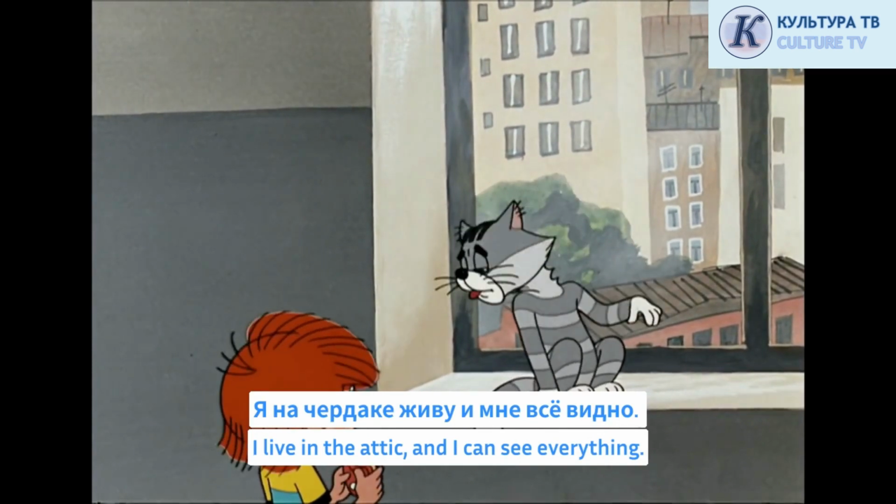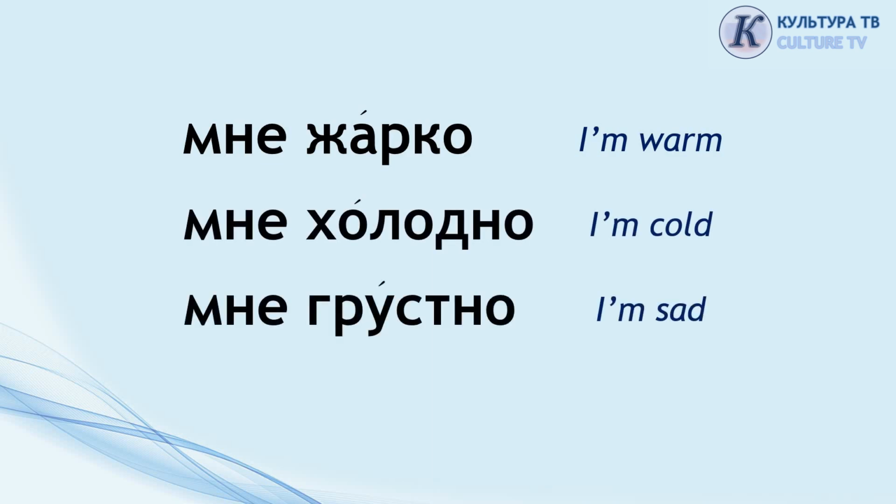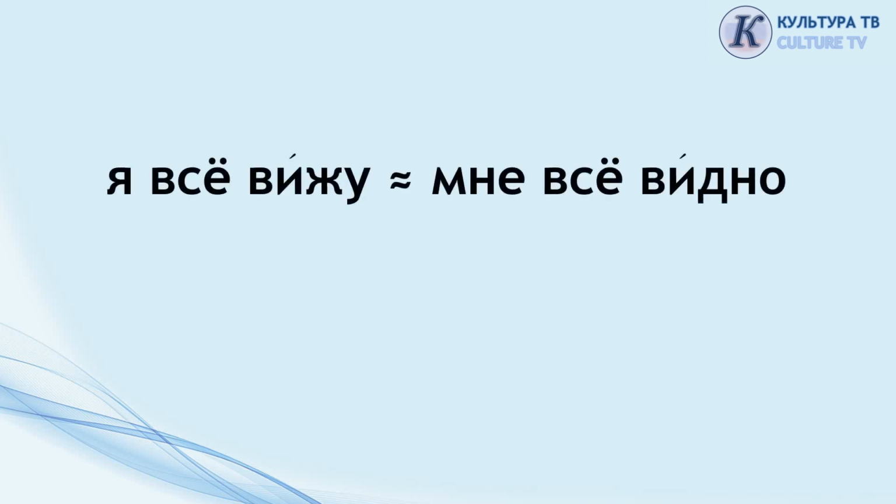So here I'd like to quickly discuss the use of the dative case. You may be aware that it is used when expressing certain emotions or states of being. For example, мне жарко, I'm warm. Мне холодно, I'm cold. Мне грустно, I'm sad. But as you can see here, this can be extended to more general ideas, like visibility. Now there is almost no difference between я все вижу and мне все видно. These are absolutely synonymous, almost identical phrases.